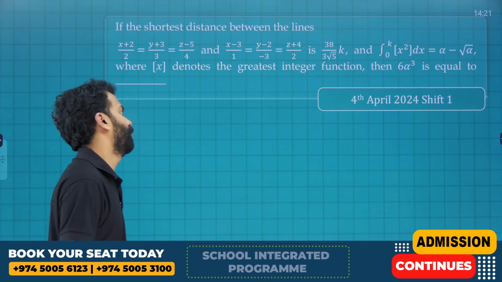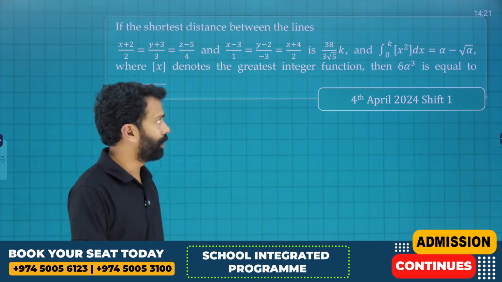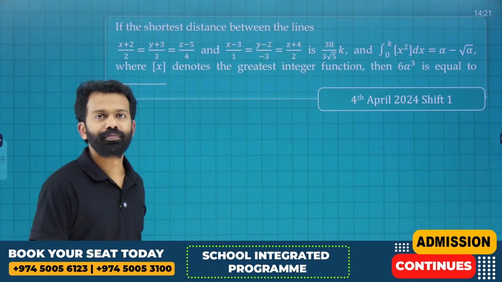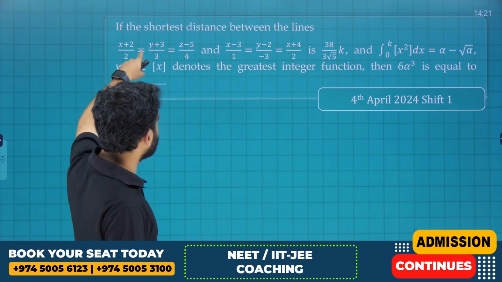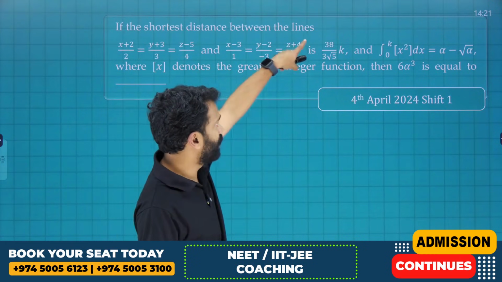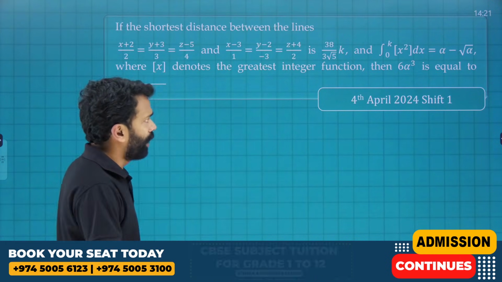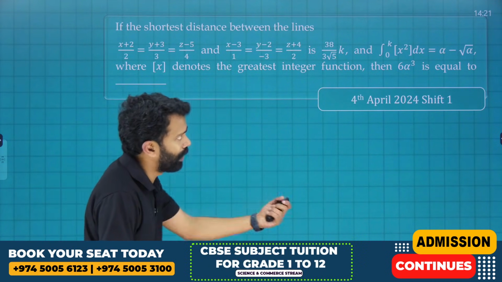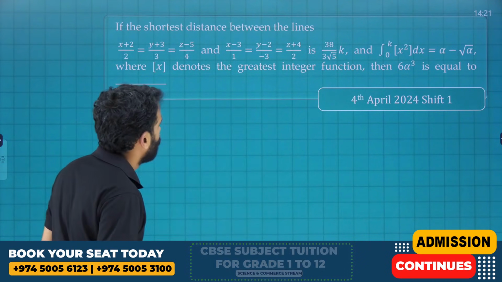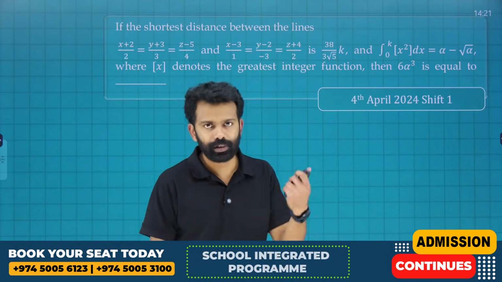How can we imagine they can combine 3D with integration? Let's do. If the shortest distance between the lines this and this is 38 by 3 root 5 k, and you need to find the integral from 0 to k of box x square dx, which is equal to alpha minus root alpha, you need to find 6 alpha cube. Sort it out.